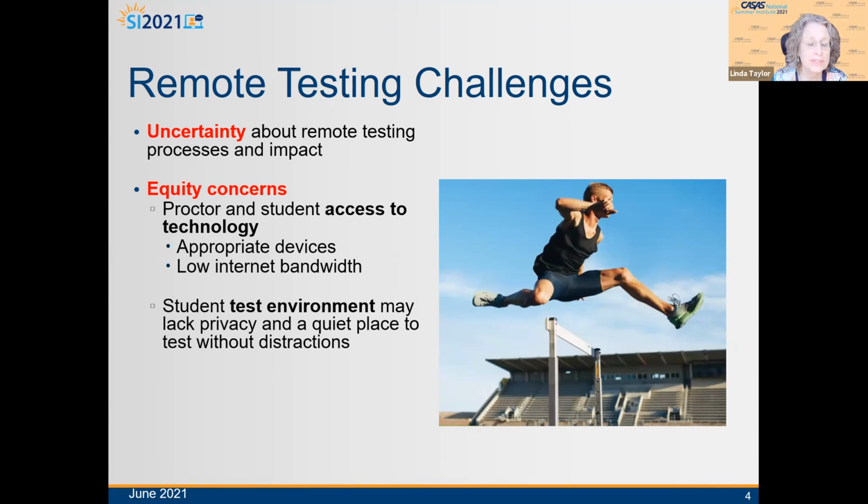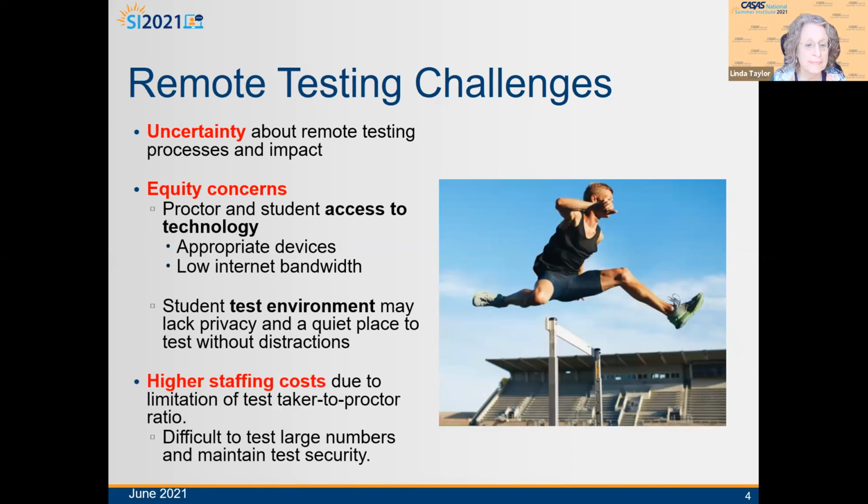The equity concerns have come to light in a very big way, both for proctors and students. The access to technology, to devices and bandwidth, is a huge spotlight that has been shown on these inequities. And also we have the challenge that the student's environment in their home may not be private or quiet. Although we have heard from many students that they like it because it is comfortable and convenient.